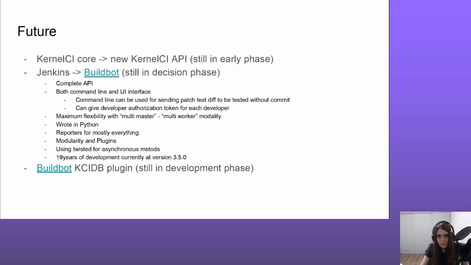So in the future, KernelCI core is currently moving to a new KernelCI API and the new KernelCI pipeline. But we are still in an early phase. There is still much work to be done. And another consideration was about moving Jenkins and maybe using Buildbot, but it is still in a decision phase.